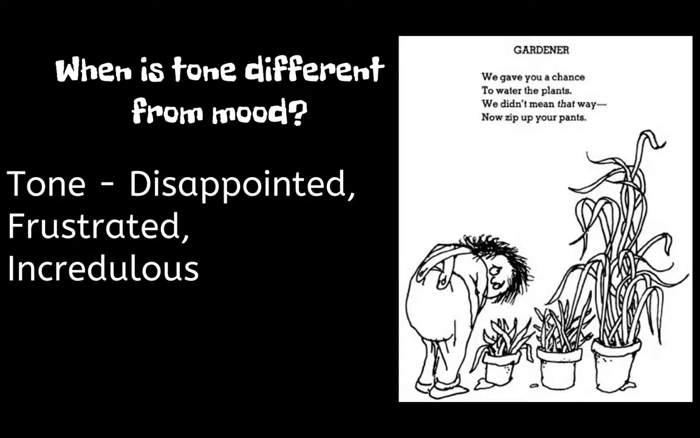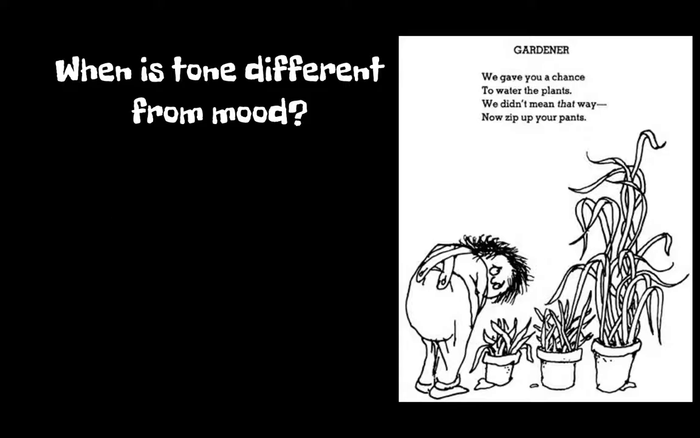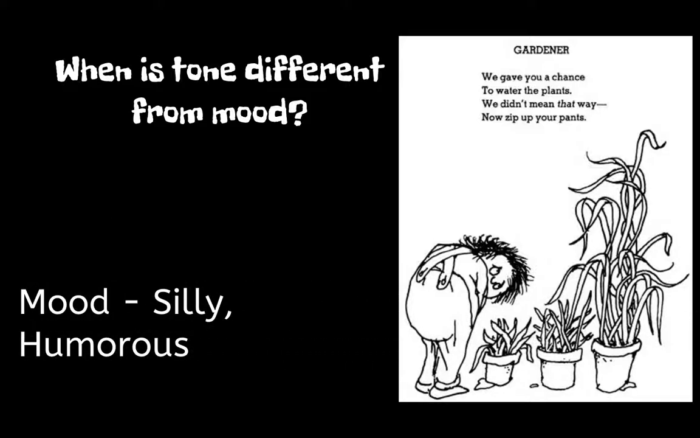Now the tone, the way the author feels about the subject, is disappointed or frustrated or even incredulous about how the child is behaving. However, the mood is different. The mood is silly or humorous. This is how the reader feels when they read this poem. It's funny, even though the author has a serious tone. This is just one example of when tone is different from mood.